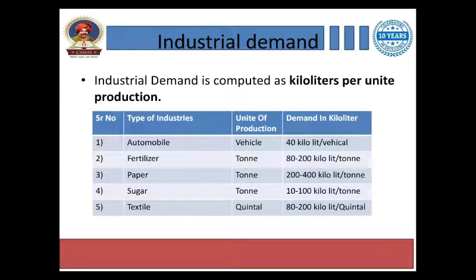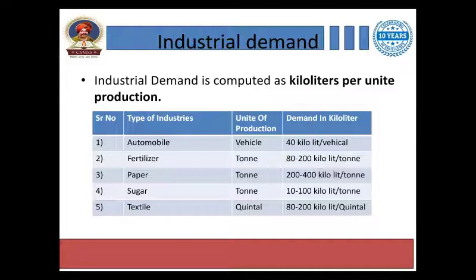Then industrial demand. Industrial demand is computed as kiloliters per unit production. I have also explained in an earlier slide that we will study this type of demand in the unit kiloliters per unit production. Automobile, right? First, automobile industry, the unit of production will be the vehicles, right? If it is a car company, then how many cars the company has produced in that day, right? So it will consume 40 kiloliters per vehicle.